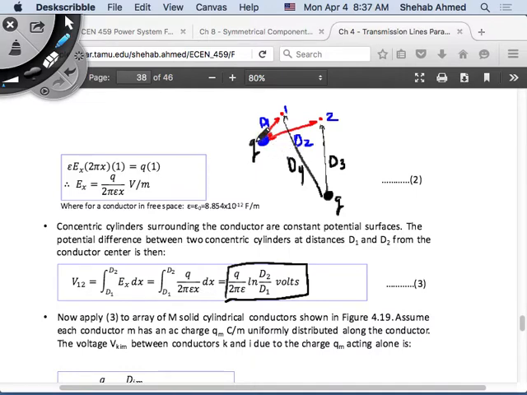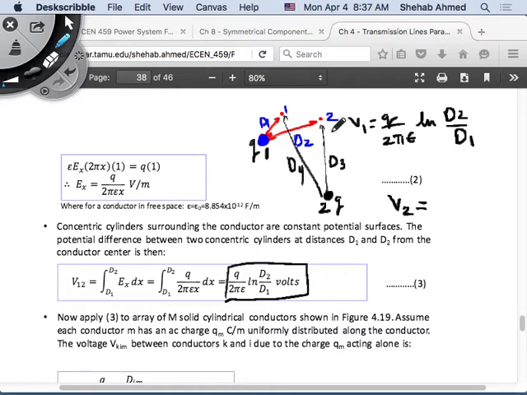How about now I bring in another conductor into the picture? How is this other conductor going to affect it? So this is V1, this is V2. V1 is equal to Q over 2 pi epsilon natural log D2 over D1. How about V2? V2 is the effect of this conductor on the voltage between these 2 points. What is that equal to?